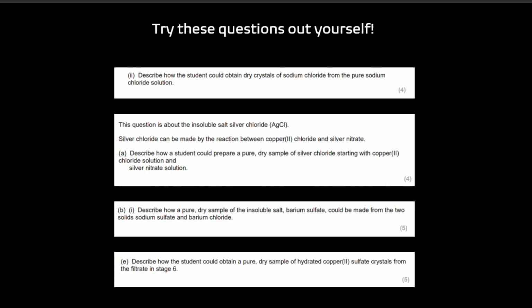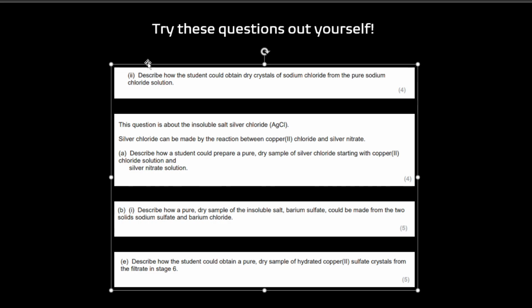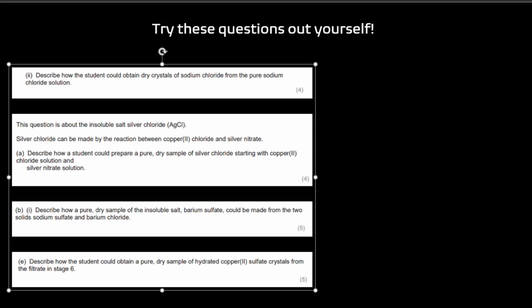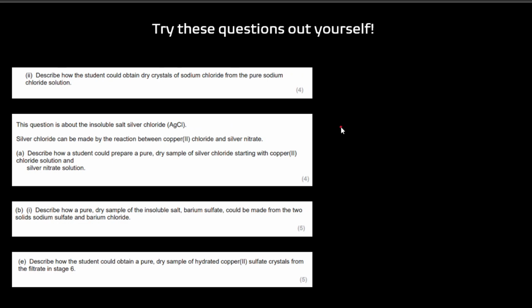Sorry, let's just figure this out very briefly. Let me drag it up here and do the second question. It's about silver chloride. Silver chloride is insoluble already. They already mentioned it here, and even if they don't mention it, you should know.